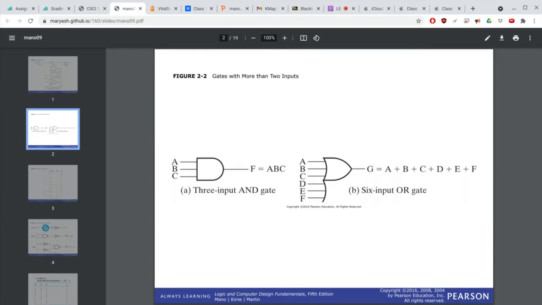So when you think about it, don't think about a random number of inputs. Think of small, like 3, 4, no more than 4. Okay, that's all.